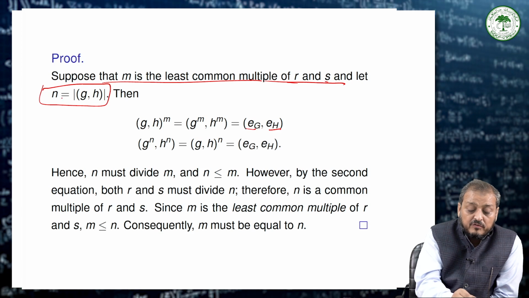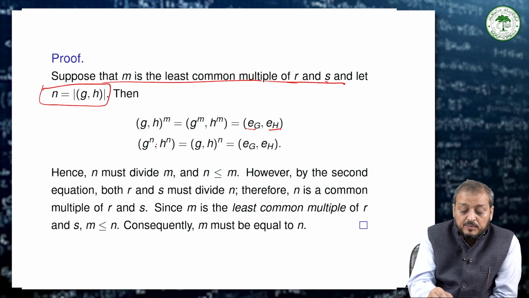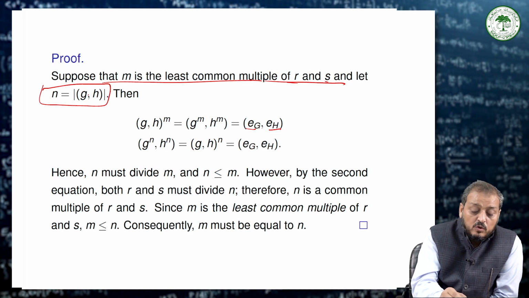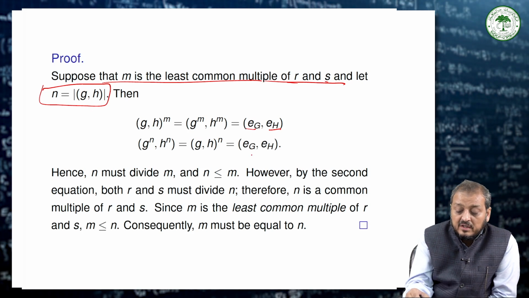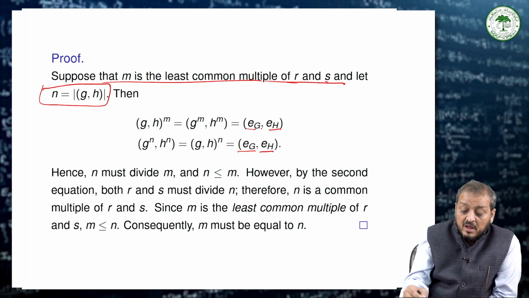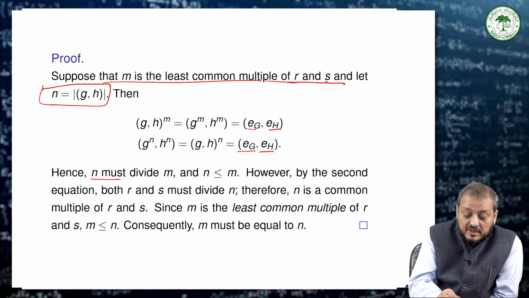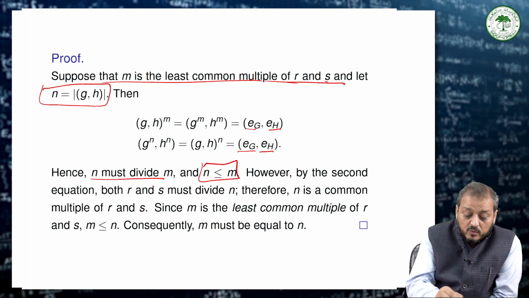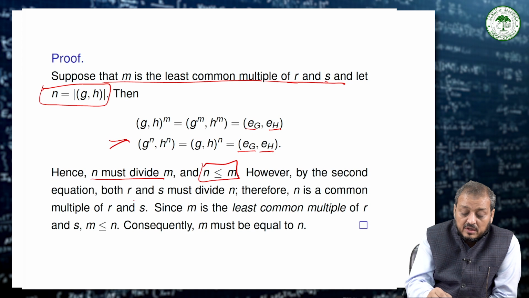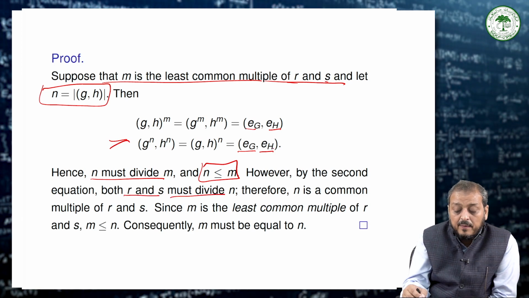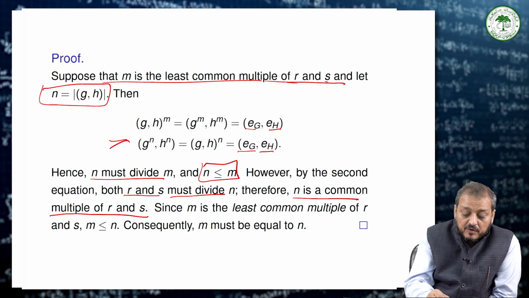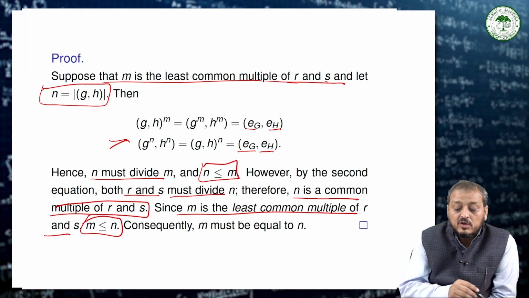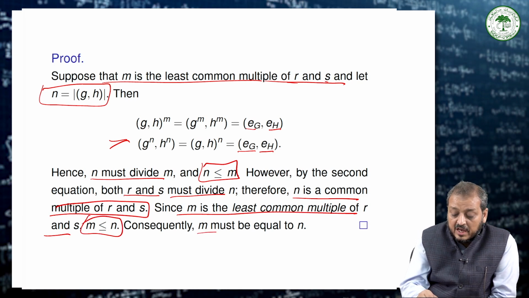Similarly, the order of (g,h) is equal to N, so g to the power N, h to the power N, which is (g,h) whole to the power N, gives the identity of G and the identity of H. So N must divide M, and N should be less than or equal to M. However, by the second equation, r and s must divide N. Therefore N is a common multiple of r and s. Since M is the least common multiple of r and s, M should be less than or equal to N, and consequently M must be equal to N.